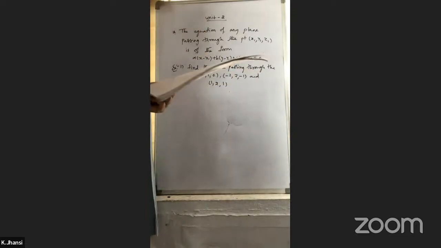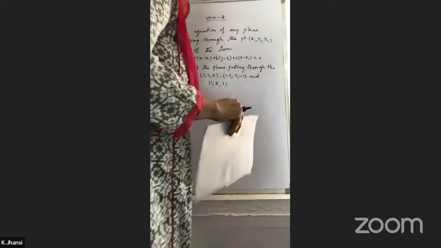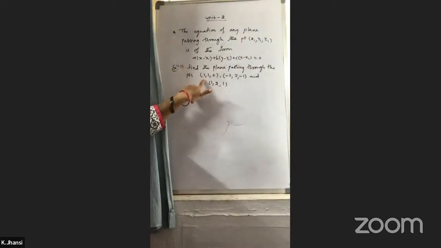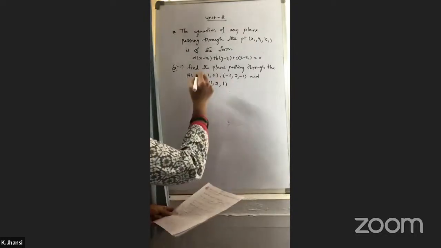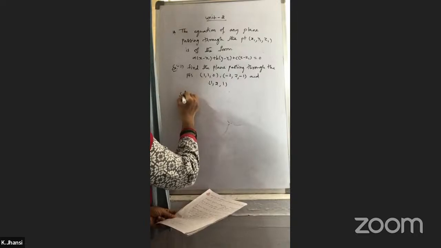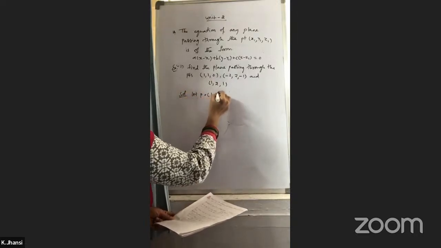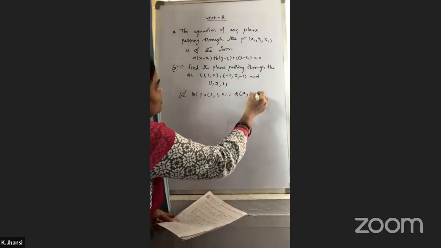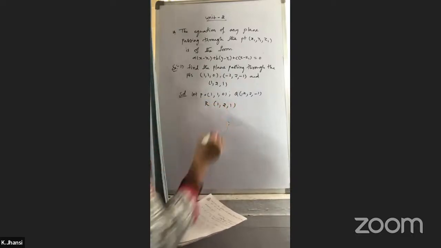With the help of these 3 points, we have to find the equation of the plane passing through these 3 points. Okay, so in this formula, we have to substitute the first point. In the solution, let P be the point (1, 1, 0), Q be (-2, 2, -1), and capital R be (1, 2, 1).